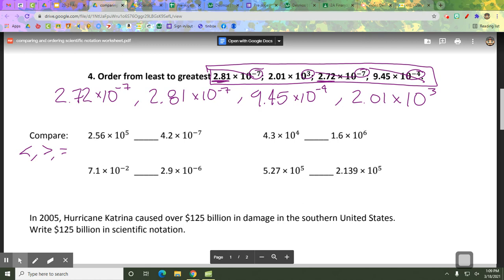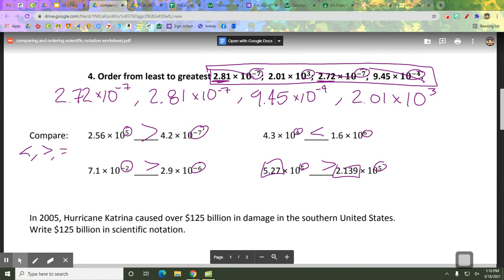All right, so this first one here, greater than, less than, or equal to. Greater than. 5 is greater than -7. Okay, number 2, greater than, less than, or equal to. Less than. So we got my 4 and 6. 6 is greater than 4. This one, greater than. -2 is greater than -6. And the last one, greater than. My 5s are the same, so I have to go and compare, and 5.27 is greater than 2.139. I promise you all it's that easy. The exponent is greater, the number is larger. Okay? If the exponents are the same, then just focus on your decimal numbers.